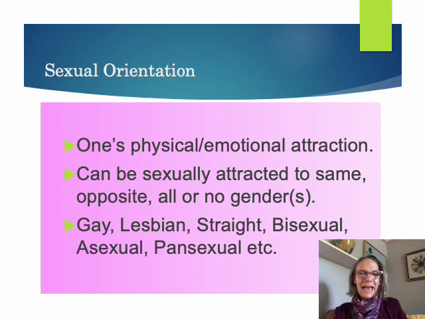So when you hear the words gay or lesbian, that generally means that you are sexually attracted to somebody that shares your same gender identity. If you are straight, you are sexually attracted to somebody who has the opposite gender identity that you have. Bisexual often means that you are attracted to both men and women. Asexual means you're not attracted to anyone, that you're just not interested in sex. Pansexual means you're attracted to all genders, right? And so when you hear the words gay, lesbian, straight, bisexual, etc., we're talking about sexual orientation.